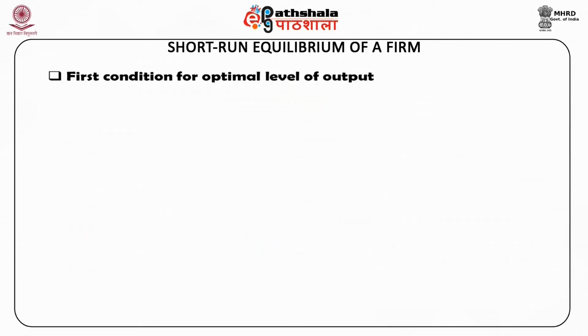The two conditions for optimal level of output and price in the short run can be explained with the help of a few functions. We know that total profits are equal to the total revenue minus the total cost. This can be written as π = TR − TC.